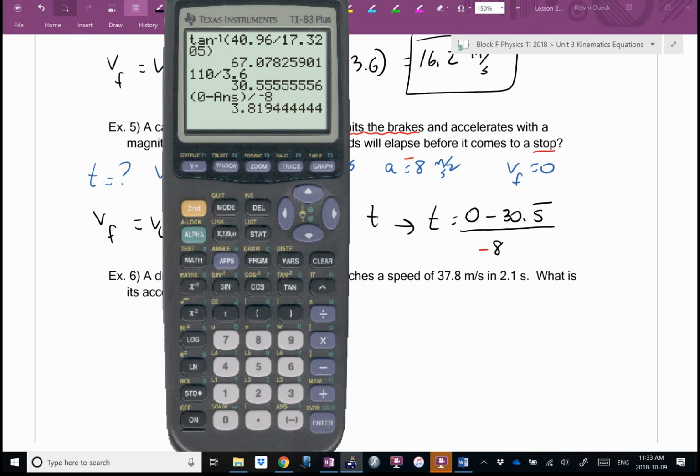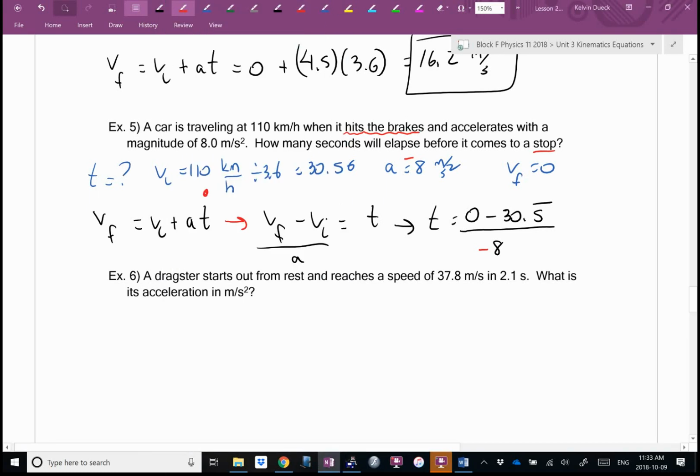So if you get an answer that looks weird for time, go back and check your values. The universe is saying, dude, you're telling me somehow that you were slowing down and speeding up at the same time. I can't do that. 3.82.